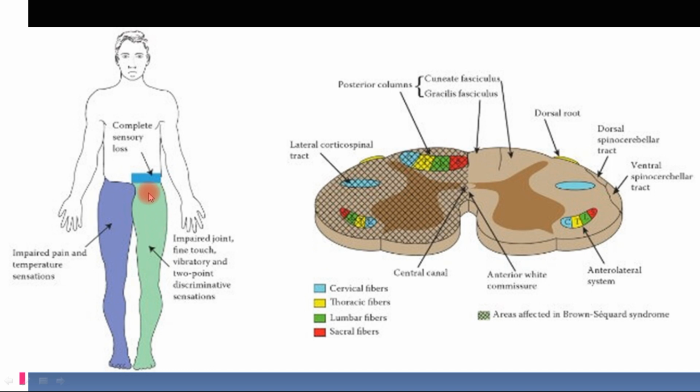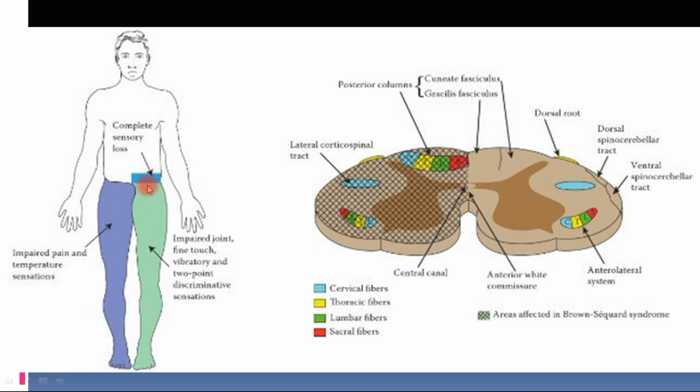Whereas in case of the dorsal column pathway, which is ascending on the same side, if the left side is affected, the sensation of the left side will be impaired, whereas the sensation which is coming from the right side will ascend on the right side, and the sensation of the right lower limb will be intact. The sensation of fine touch will be intact on the right side. So this is how it is affected.